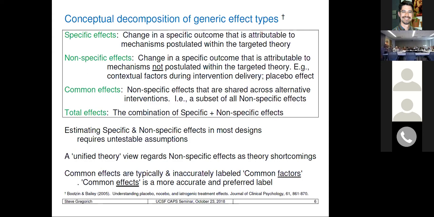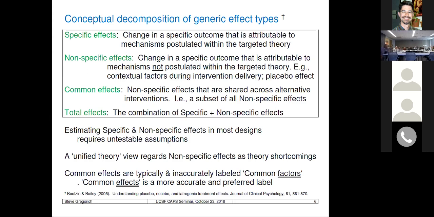Common effects are really a subset of non-specific effects. And so if you have an intervention and a control group, in some cases you might expect that some of the non-specific effects are common across the intervention and control group. So in a drug trial, if you have a placebo control, there's going to be expectancy effects for both the experimental compound and placebo. So those would be common effects. And then total effects is a combination of specific and non-specific. In most designs, you can't directly estimate specific and non-specific effects unless you're going to impose some untestable assumptions.